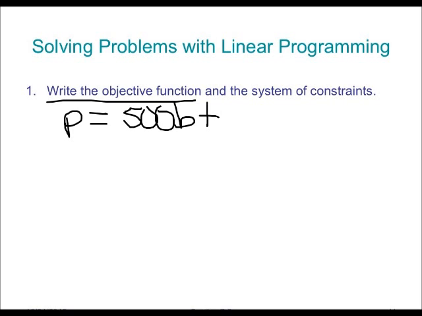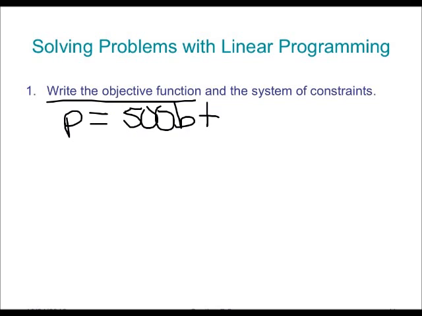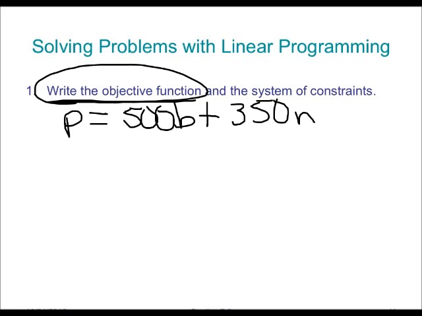I'm also going to sell newsprint, and I make a profit of $350 on newsprint. So that's $350 for every unit of newsprint. It's a rate. You take the 350, you have to multiply it times the variable, which is N. So 350N. So this is the objective function, or the profit function.